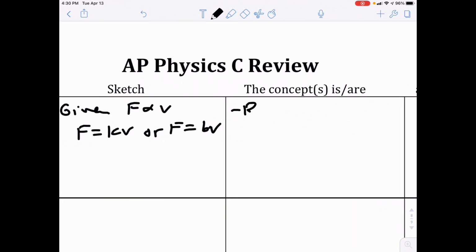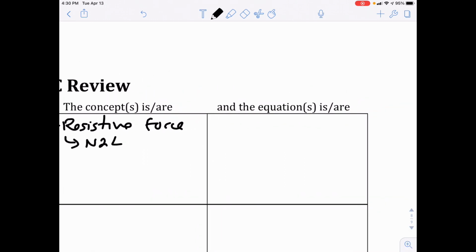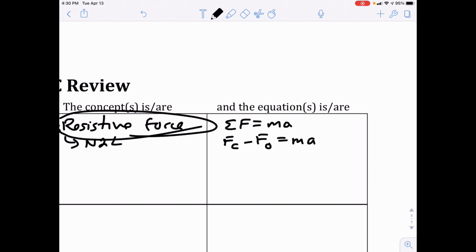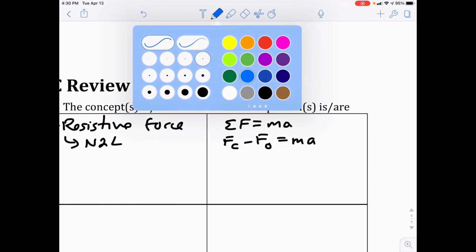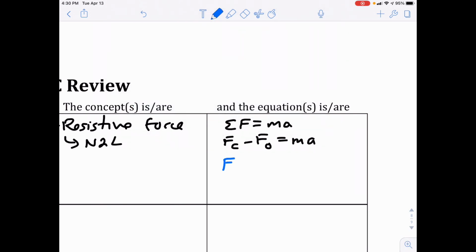This is a resistive force problem, but all resistive force problems are themselves Newton's second law problems. Okay, so we're still going to use net force equals ma. We're still going to use causing force minus opposing force equals ma. But here's where resistive force, if you recall, becomes a little different, and that's why I'm going to derive it in blue. Causing force minus opposing force equals m, and you need to replace a with the derivative of velocity with respect to time, meaning write it as a differential equation.